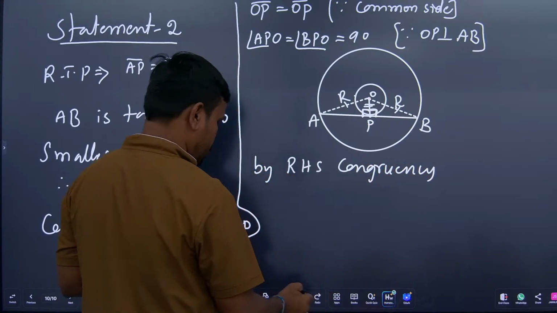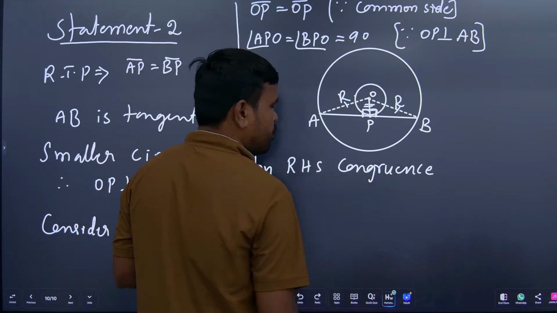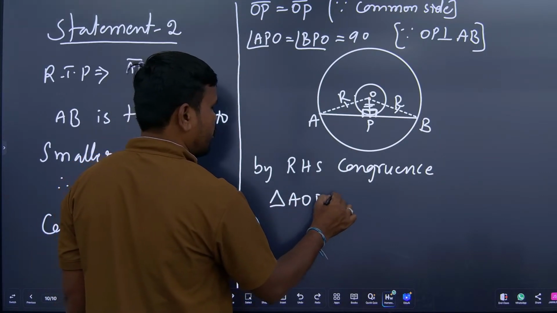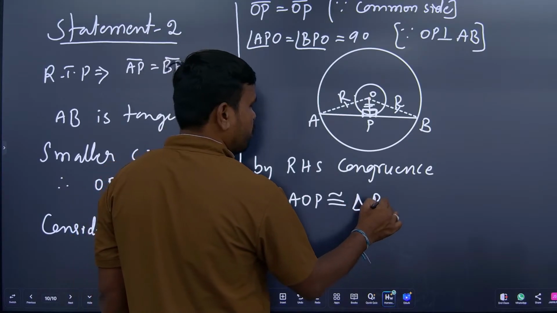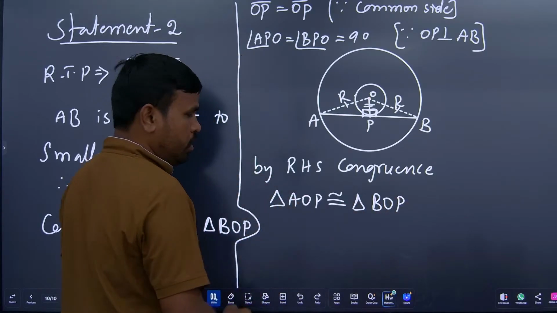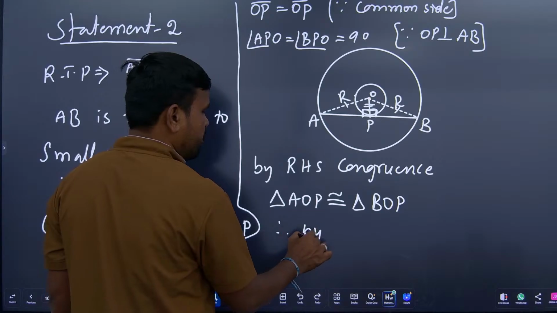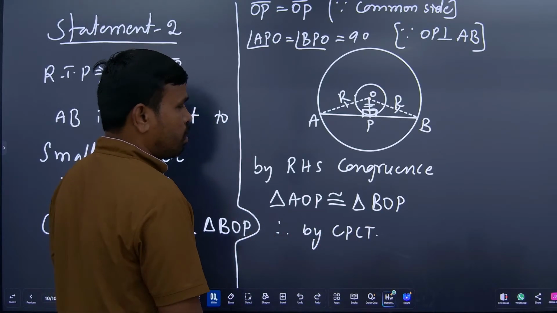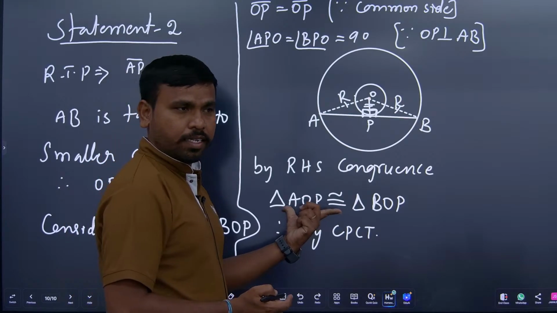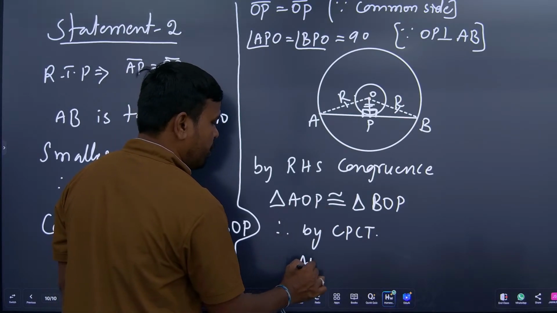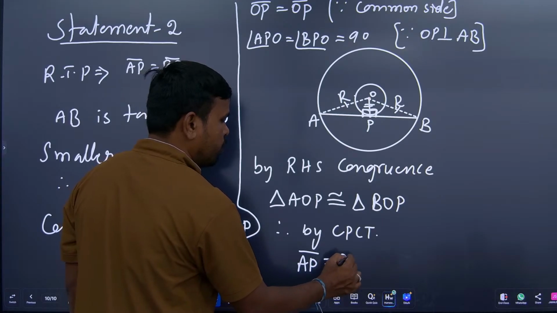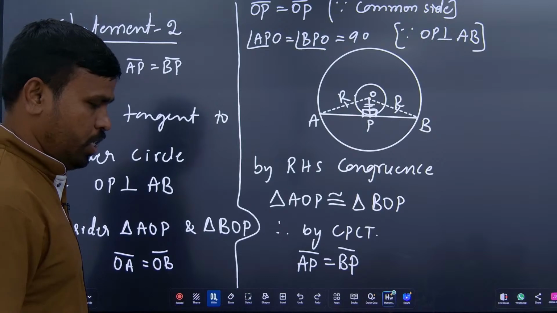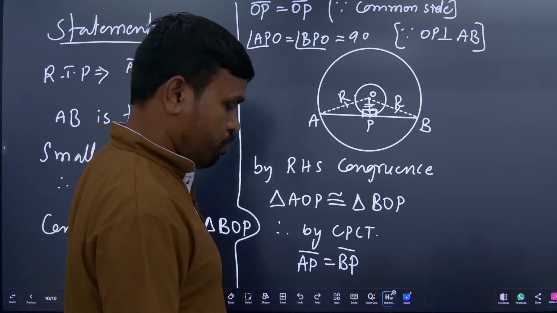By RHS congruency, triangle AOP is congruent to triangle BOP. Therefore, by CPCT, what are equal? The corresponding parts of congruent triangles are equal. Therefore AP is equal to BP. AP is equal to BP. Okay, this is the statement 2 proof.